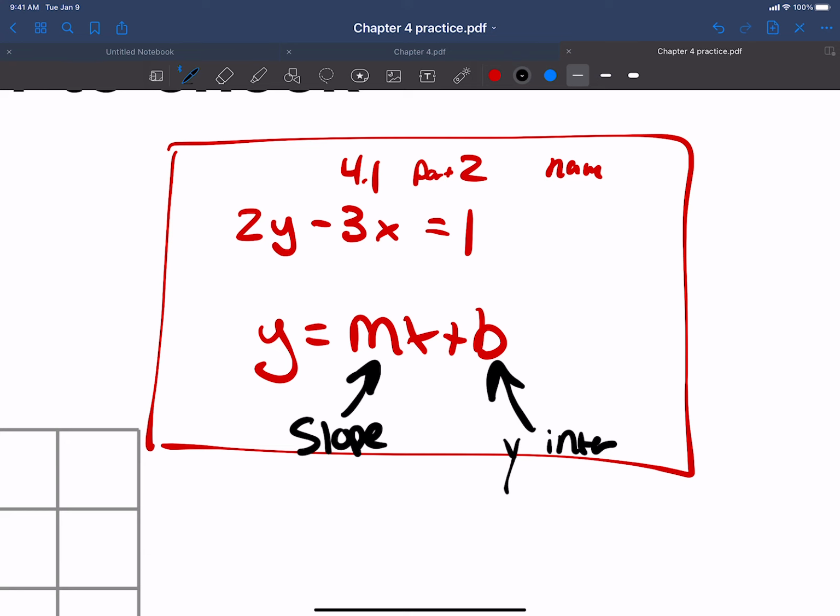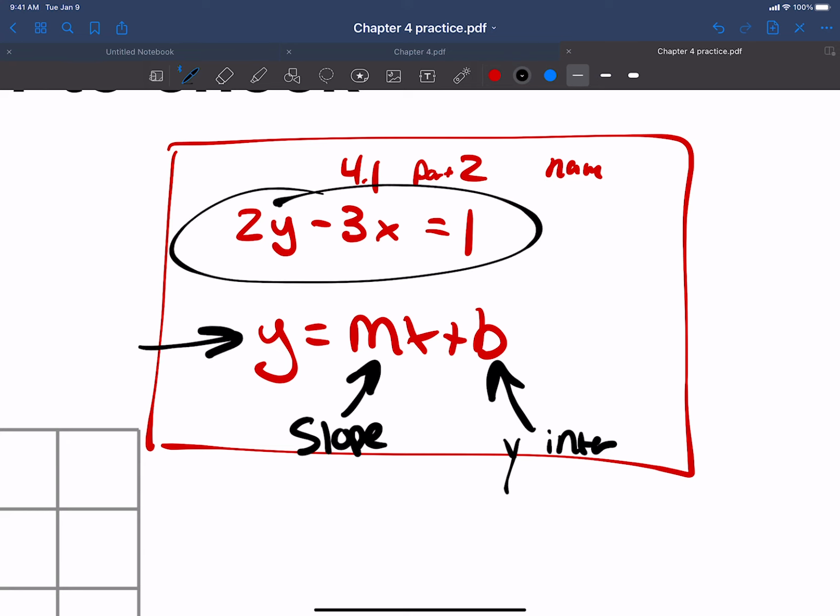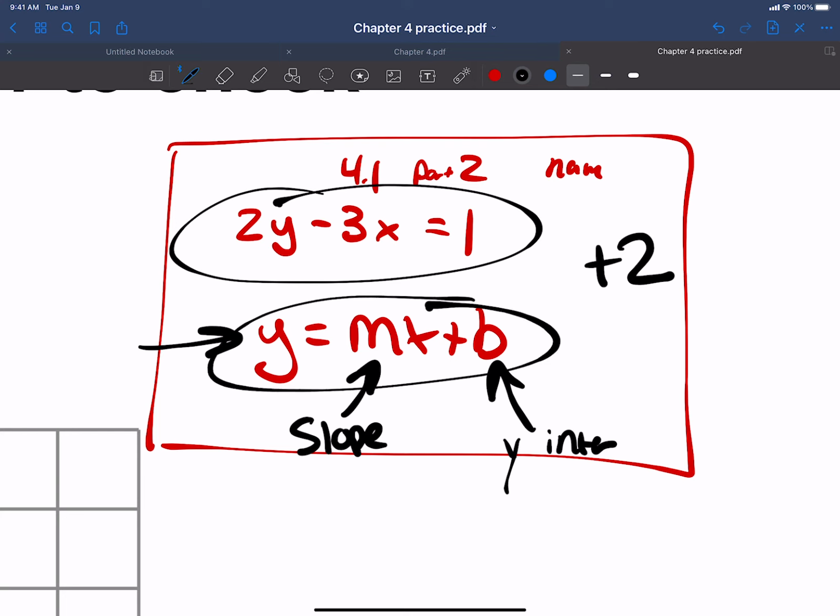Okay? So that's your check-in. Do this problem, get a new equation, and then tell me what's slope and what's y-intercept. This will be worth 2 points, okay? 1 point is, did you get the correct equation? The other point is, did you tell me what the y-intercept and the slope were?